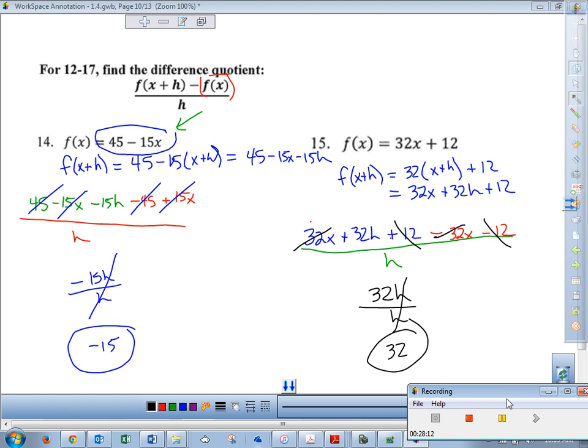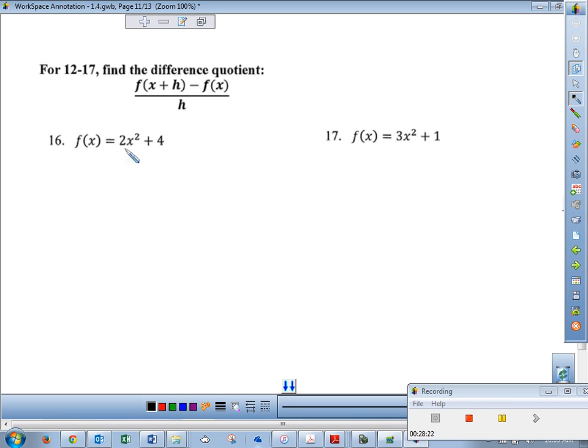So our prediction came true. But again, what kind of function was that? Linear. Next one, finding the difference quotient on a quadratic, not going to be the same thing you think it's going to be. We, again, have to find f of x plus h.